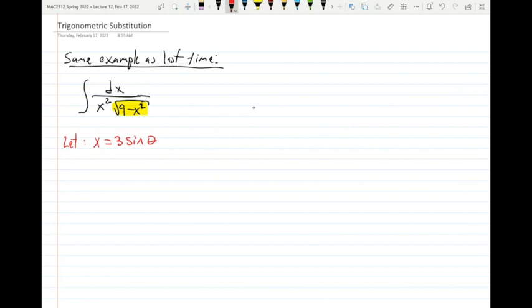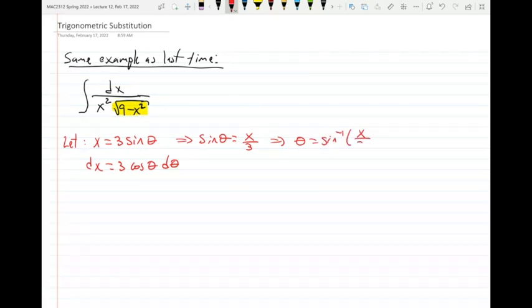Okay, so when you do this, then dx becomes 3 cosine theta d theta. And there are some things that we should do. So for example, this tells me that sine of theta equals x over 3. Okay? So that means that theta is going to be the inverse sine of x over 3.